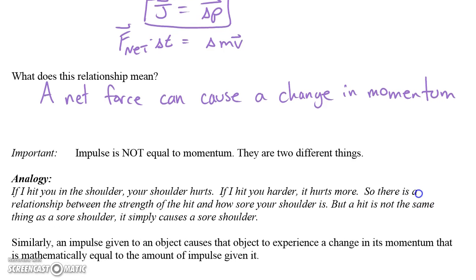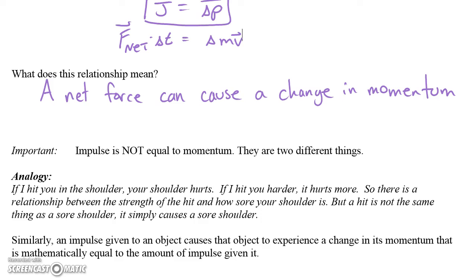To think about this, consider an analogy: if you get hit in the shoulder, it's going to hurt you. And if you get hit harder, it hurts more. So there's a relationship between the strength of a hit and how much it hurts. But we can easily see that a hit is not the same thing as having a sore shoulder. It's just something that causes it. So the impulse causes a change in momentum, but an impulse is not momentum. Momentum is separate and impulse is something else. They are two different things, but they are related through this equation.